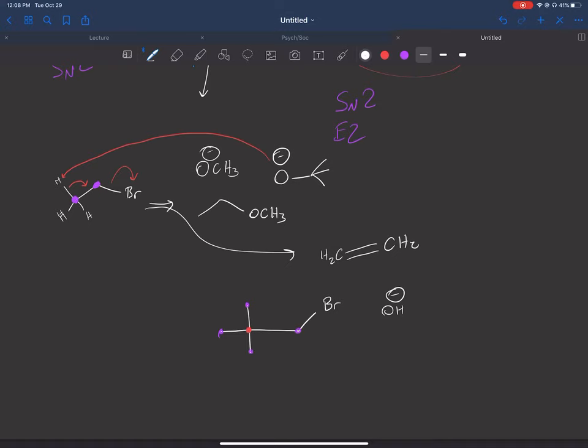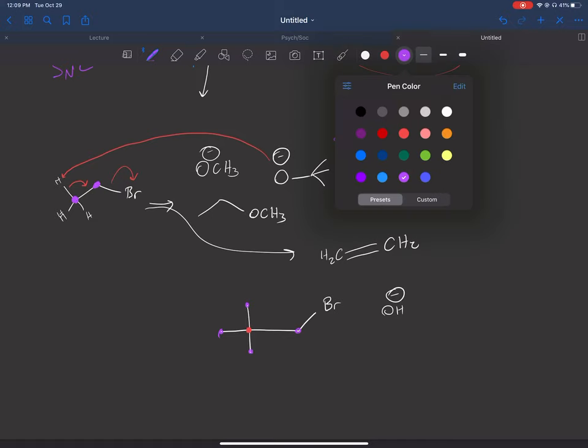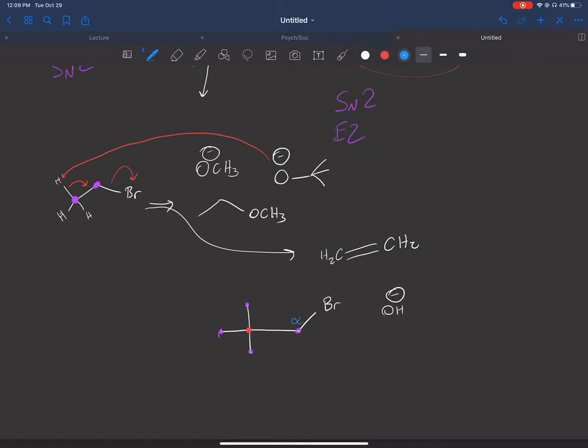Nope. This is where the charts break down. This is something called beta branching. The carbon with your substituent is called the alpha carbon. Sorry, with your leaving group. So alpha, that means that's beta.